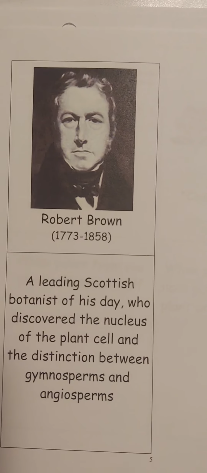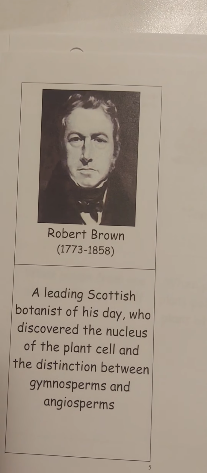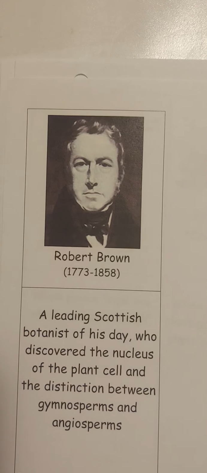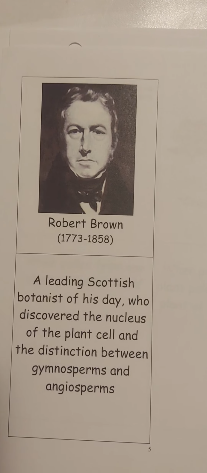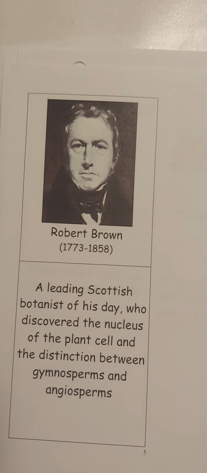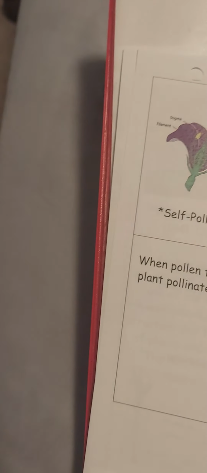Robert Brown, a leading Scottish botanist of his day who discovered the nucleus of a plant cell and the distinction between gymnosperms and angiosperms. Robert Brown. He used the Brown microscope.